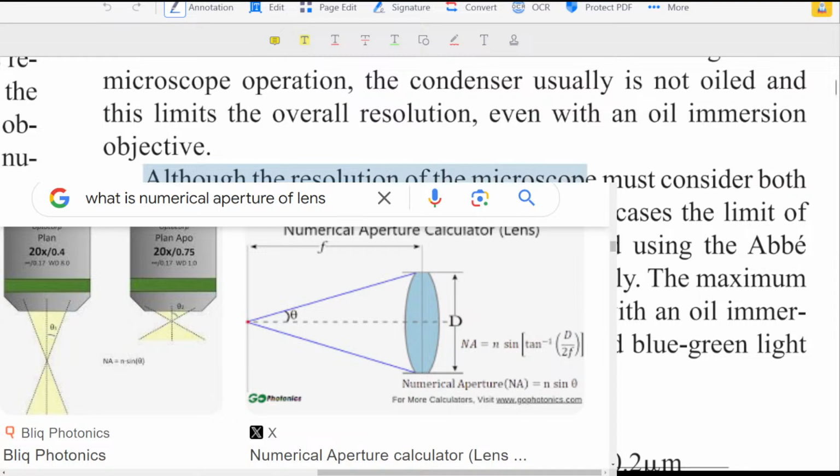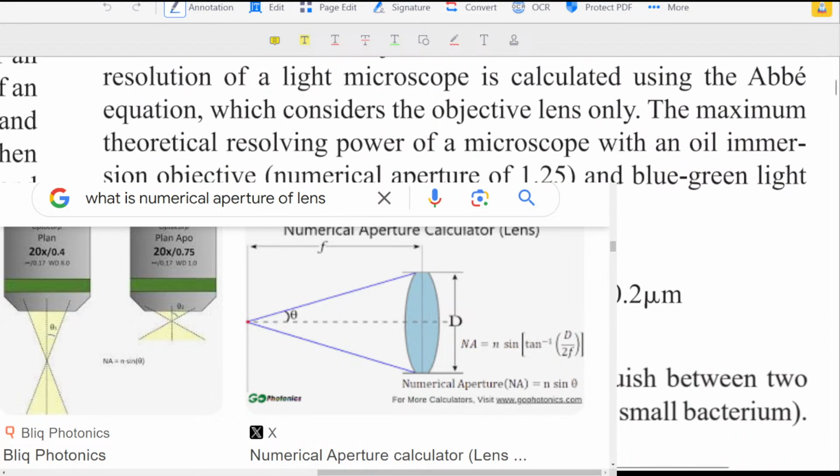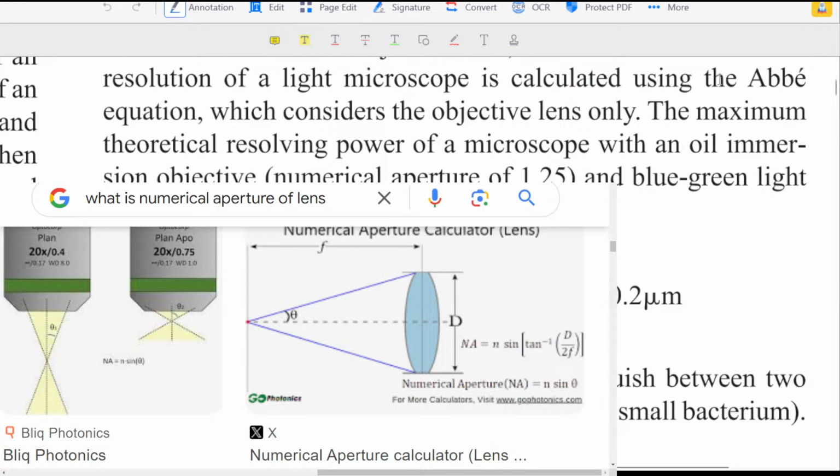Although the resolution of the microscope must consider both the condenser and the objective lens, in most cases the limit of resolution of the light microscope is calculated using Abbe's equation. Now we are coming towards Abbe. Finally, completely forgot about this guy, which considers the objective lens only. Okay, alright, if we are going to go about Abbe's equation, we are going to study the resolution of the light microscope from the objective lens only.